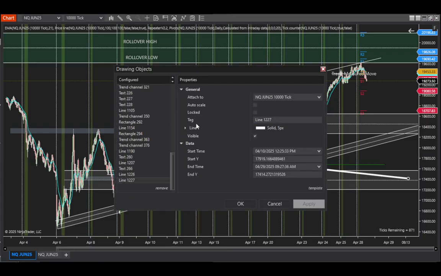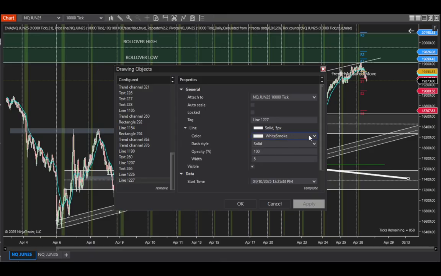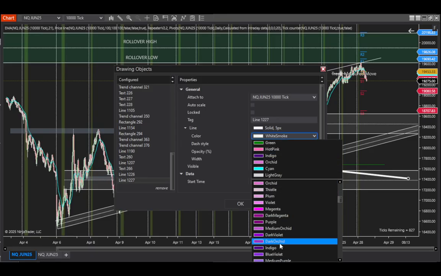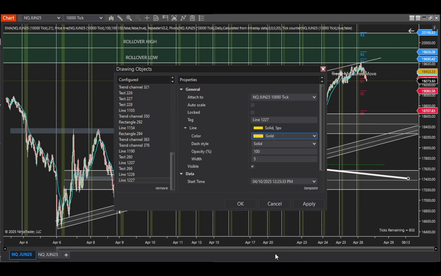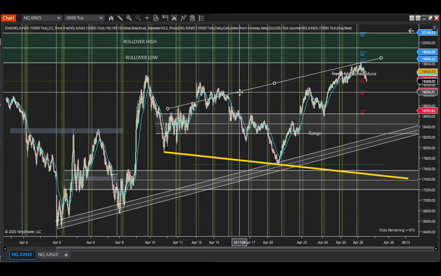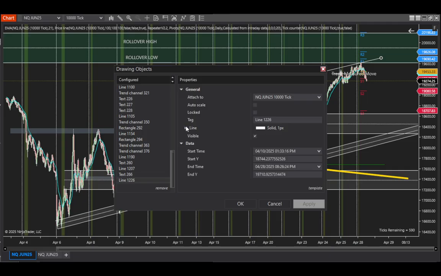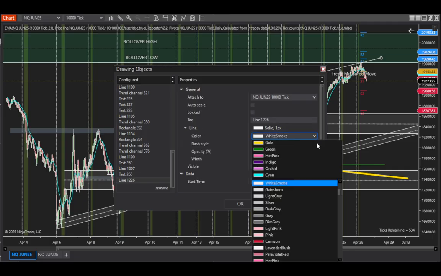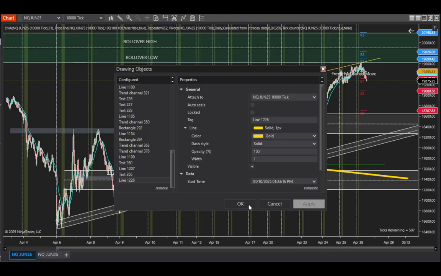Let's make this a nice yellow color to make it obvious. It hasn't fully formed because we got to get more range rotations. Make it gold. We got to get some more range rotations. But so far, we're rotating around the range, like I've been calling this entire market: range-based markets.